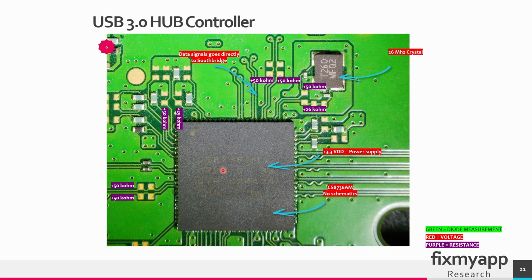This chip supports high-speed data transmission, it handles the power management, and it also communicates with the Southbridge to integrate the USB functionality. So the two USB ports will communicate with this hub, and from this hub it will go to the Southbridge. There are no schematics available for this chip. The power supply for this chip is 3.3V. These are the resistance values. This is a 26 MHz crystal. These data lines will go directly to the Southbridge, and the data lines from the USB ports will go into this chip.